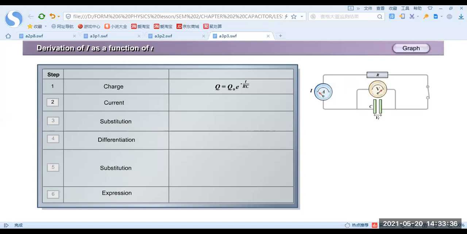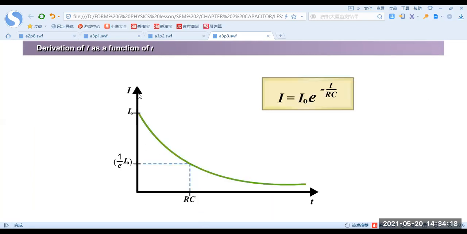Okay, for the graph. From here we get that Q equals Q naught e negative t over RC. The current is equal to dq dt again. So by substitution, I is equal to negative d of Q naught exponent negative t over RC over dt, and differentiating, and lastly substituting into the equation, we get that current I equals I naught exponent negative t over RC. So from here we get that the graph reduces exponentially with time.